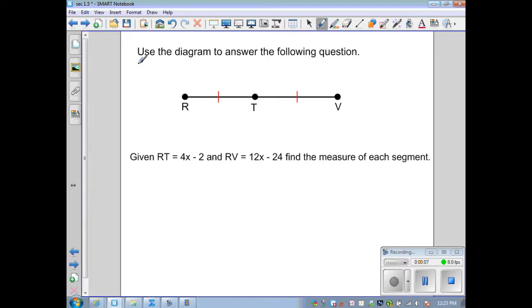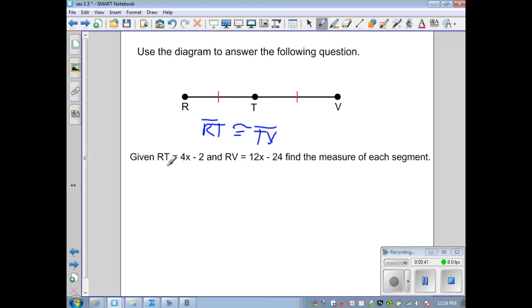Let's look at an example. Use the diagram to answer the following question. Here, we're given that RT equals 4x minus 2 and RV equals 12x minus 24, and we want to find the measure of each segment. From the diagram, I know that T must be the midpoint of segment RV, and RT and TV are marked with tick marks. Therefore, I do know that RT is congruent to TV.